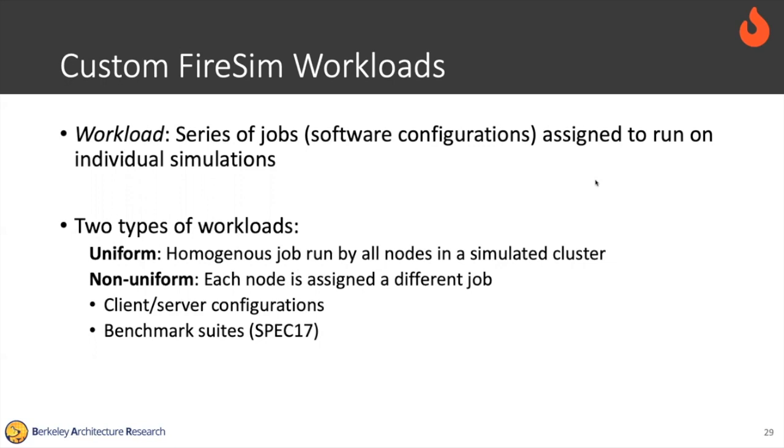So we have two types of workloads. We have things that are called uniform and non-uniform workloads. By the name, uniform workloads are homogeneous jobs that are all sent out to the FPGA simulations. So if you have multiple FPGA simulations, you're sending the same binary out to each. You have a non-uniform one, which is a bit more interesting. For example, you can use it to boot SPEC. So you can send different binaries to different FPGA images, so you run them all in parallel.